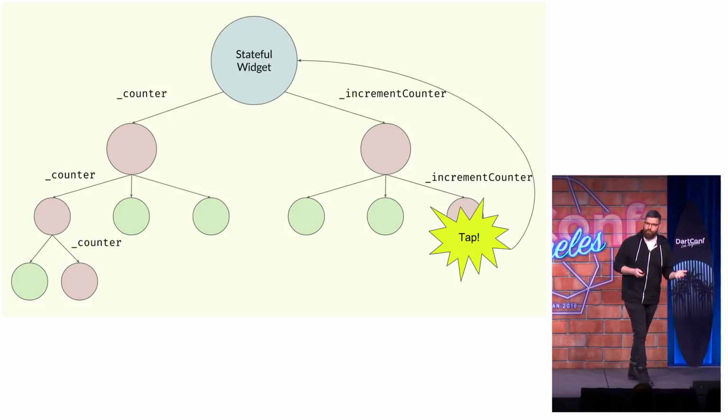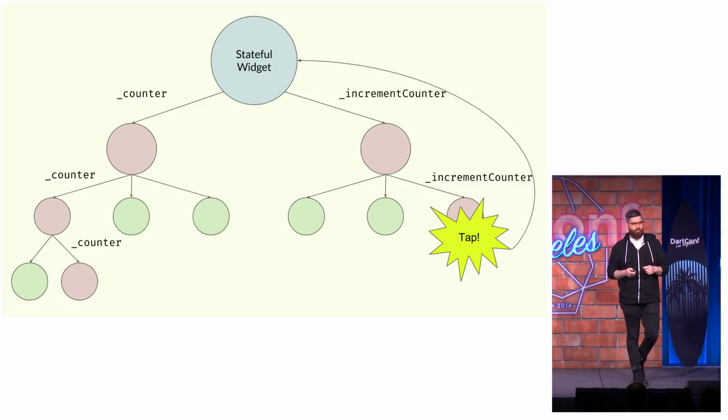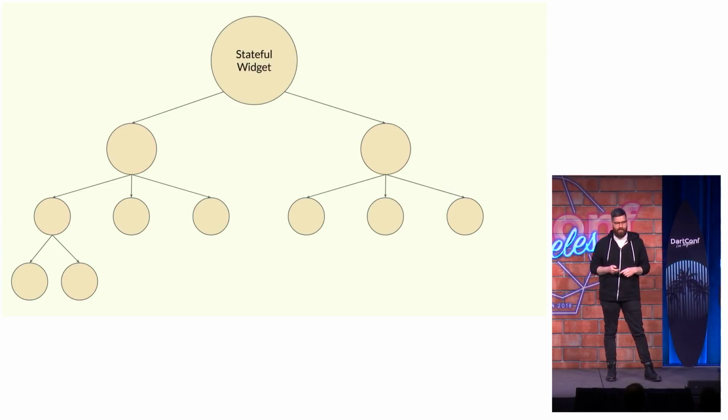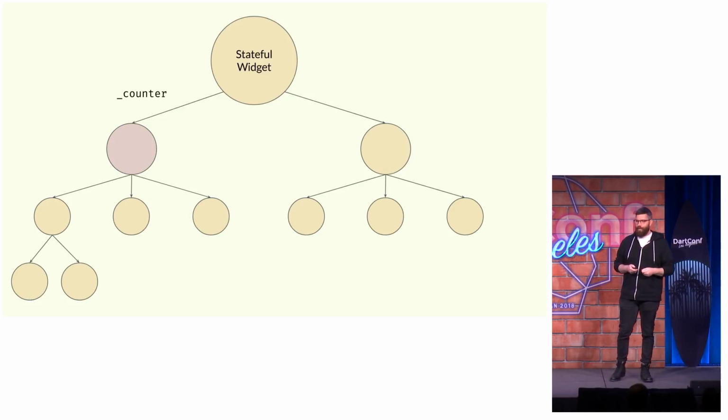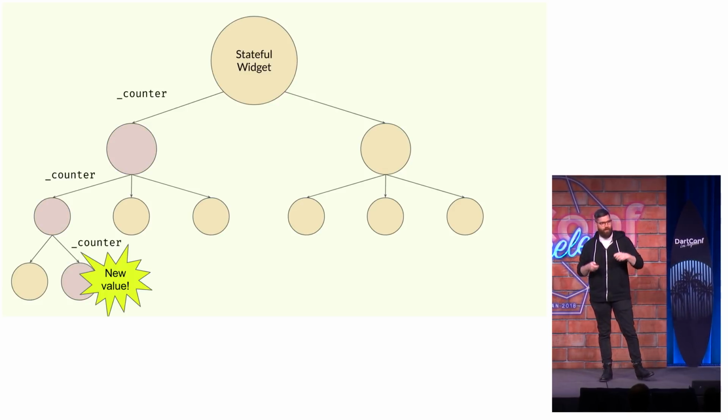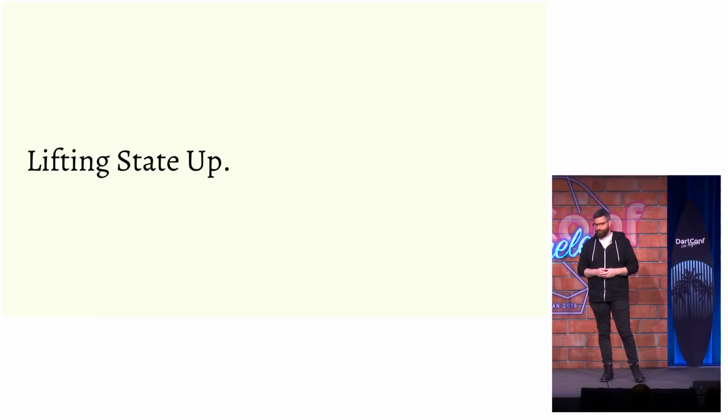So then when you tap on the increment counter, or on the button that we've passed increment counter to, it'll go ahead and call that method, of course, on the stateful widget. The stateful widget will say, hey, I need to redraw at this point. And then it'll once again pass the counter back down and display the new value.